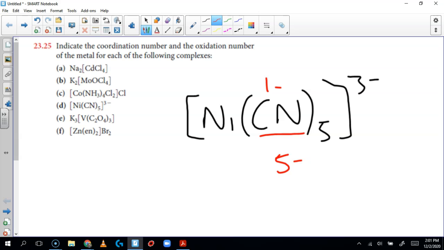So how do you get 5 minus to get to 3 minus? Well, this must be 2 plus. 2 plus and 5 minus gives us 3 minus. So the oxidation number of nickel in this case is 2 plus. And then the coordination number, again, is how many donor atoms are around this. And so it's going to be 1, 2, 3, 4, 5. 5 donor atoms around this, so its coordination number is 5. Okay.